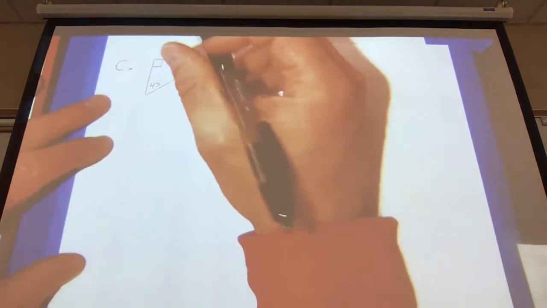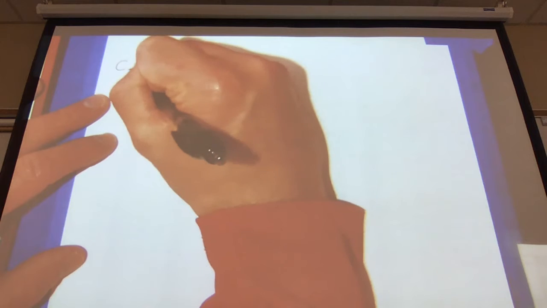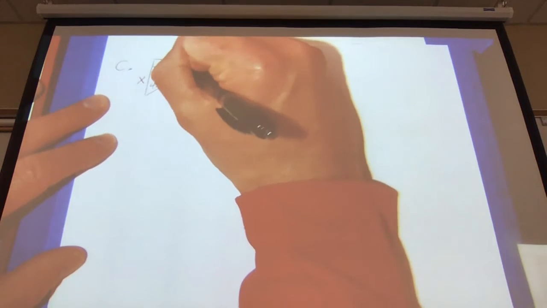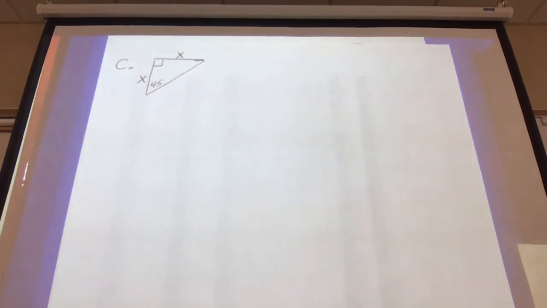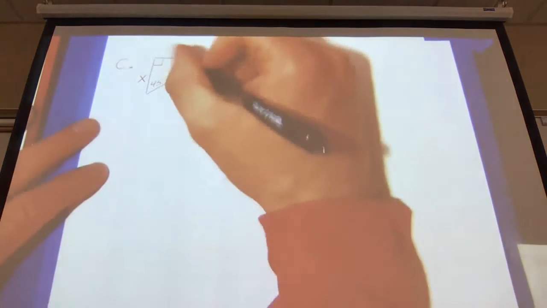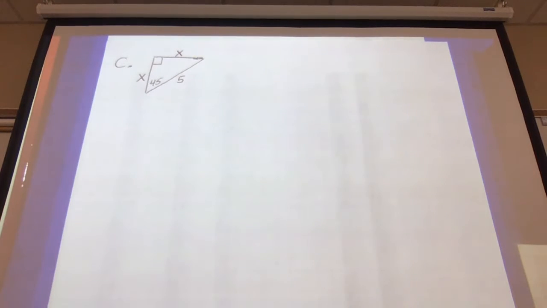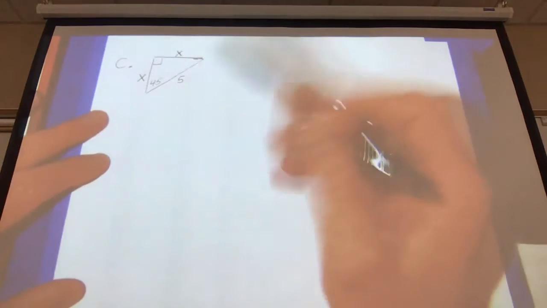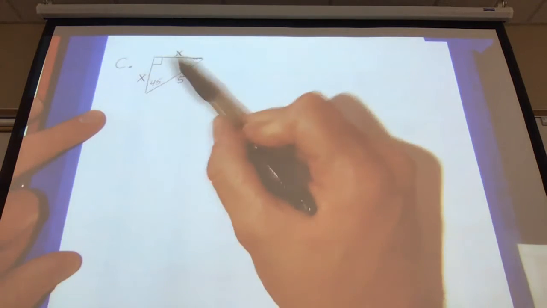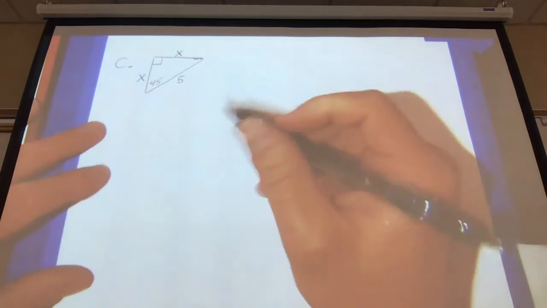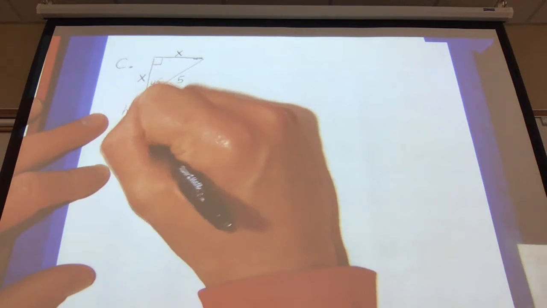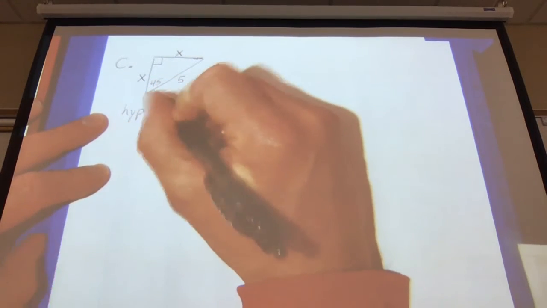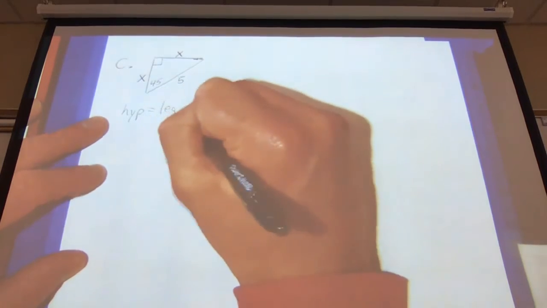This time around, we're going to find the legs. So X is going to be one of the legs, or they may mark both of them. And let's put a hypotenuse of 5. Since it's a 45, 45, 90 triangle, the two legs will be the same. They're both X. That's what we're going to solve for. And since it's a 45, 45, 90 triangle, we can use our formula. Hypotenuse equals leg times square root of 2.